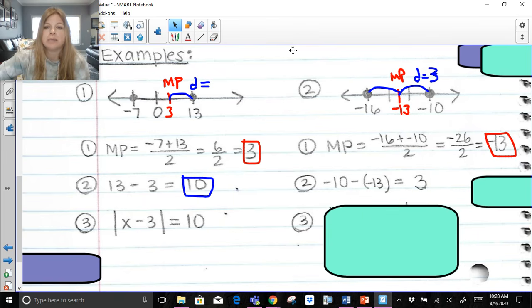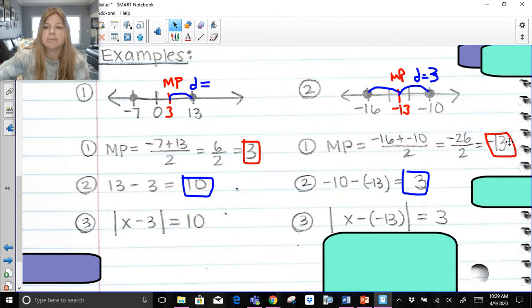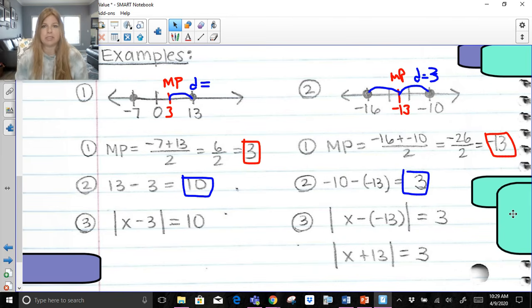And then last is my formula. So it's absolute value of x minus the midpoint. So x minus a -13 equals my distance. And we know better than this. What's x minus a -13? X plus 13. So it's the absolute value of x plus 13 equals 3.